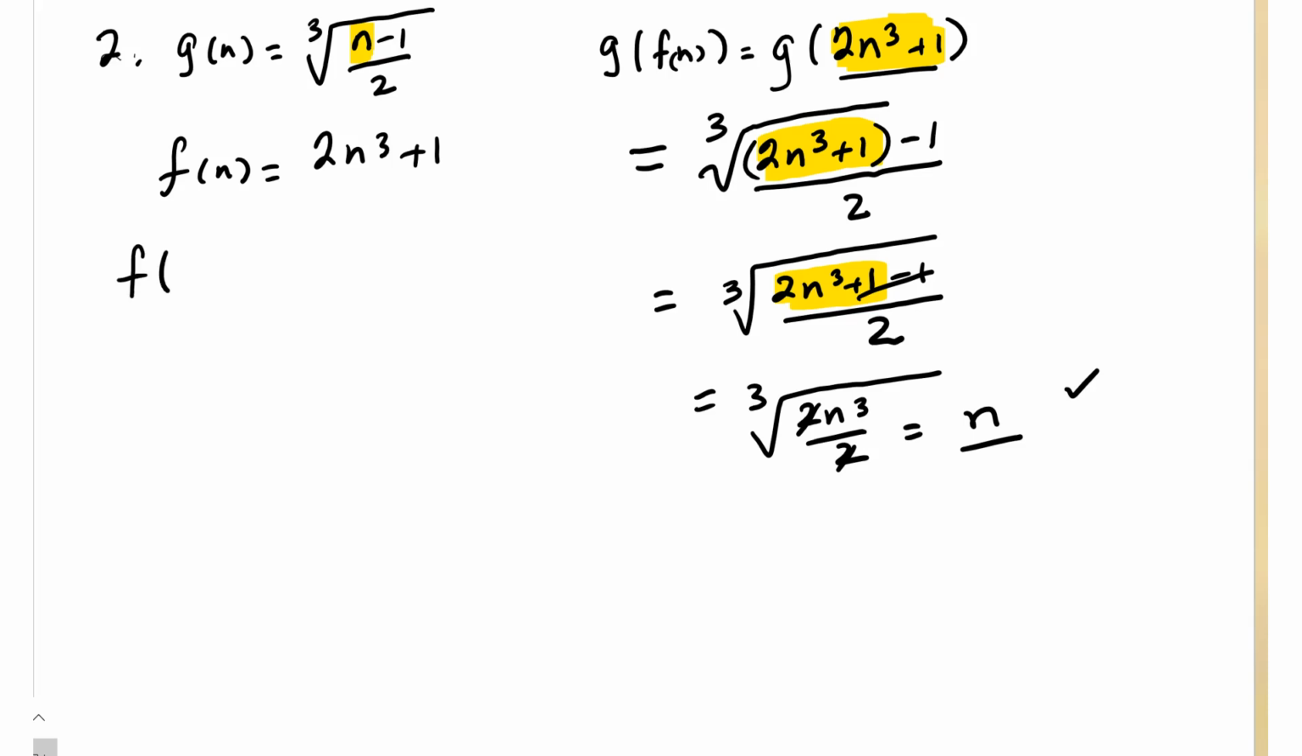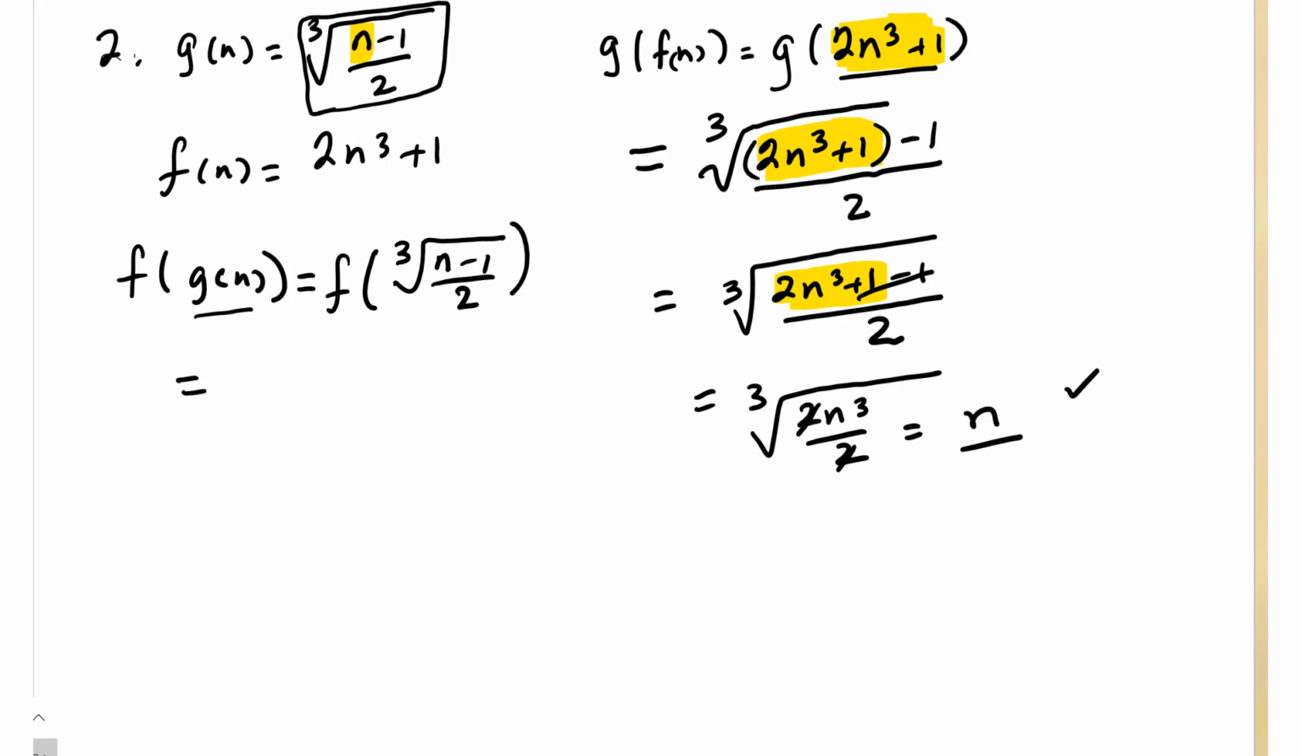So we have f of g of n. So we have f, and now our input is the cube root of n minus 1 divided by 2. So g of n is the input. Now this is the input, and we're going to input this into this function. So we have 2. Here is the input, the cube root of n minus 1 divided by 2. Remember that this is raised to the third power plus 1.